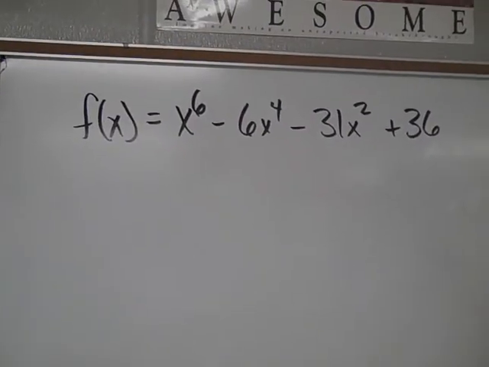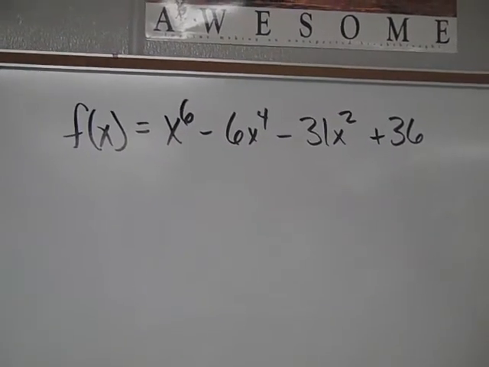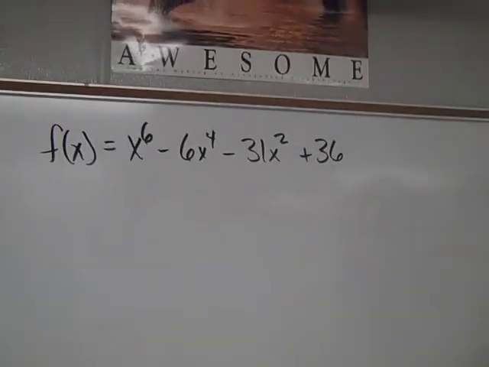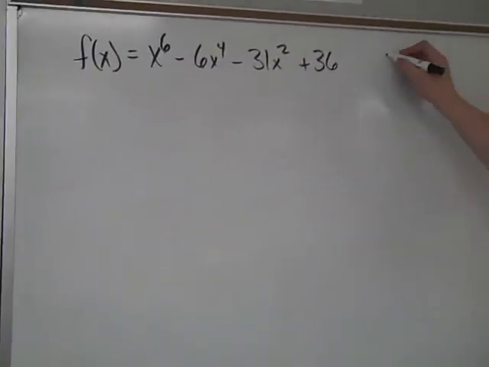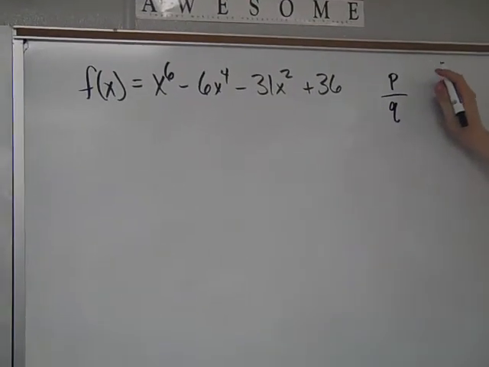Alright, the next problem we're going to work on now is f of x equals x to the 6th minus 6x to the 4th minus 31x squared plus 36. First thing we're going to do, list out our p's and q's. Luckily for me, this is the same p's and q's as the last time.